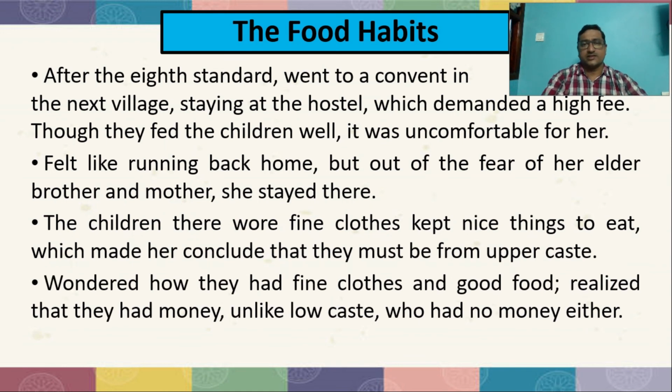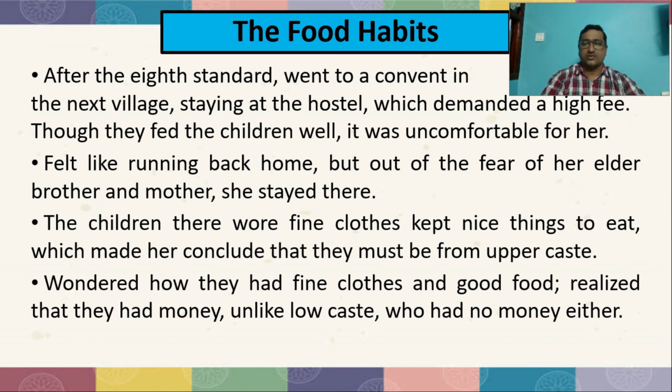Then the children in that hostel wore fine clothes and kept nice things to eat. They were rich, which made her conclude that those children must be from the upper caste. The way of living they had, the riches they possessed, the clothes they wore, the food they ate, all these made her conclude that they belonged to the upper caste. On the one hand it looks like prejudice to perceive somebody so, but on the other hand it is the experience of Bama's life. Wherever she saw people belonging to the upper caste, they possessed that kind of thing, and this made her conclude so.